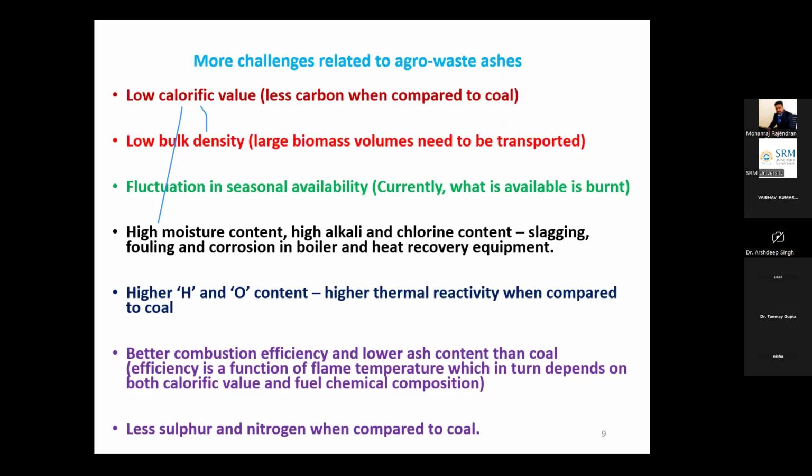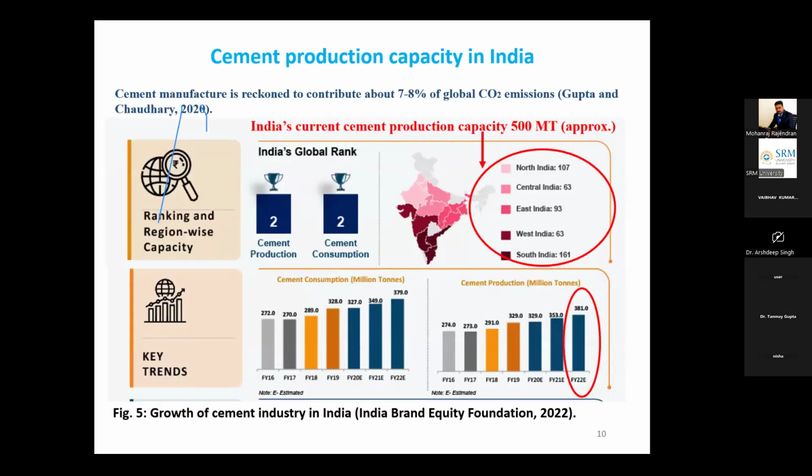Then some challenges are also there in terms of these agro-waste species. For some applications they may have a low calorific value, and they have low bulk density, that is, they are light in weight, so a transportation issue can be there. Then there is fluctuation in seasonal availability. For example, the rice crop is grown for 2 to 3 months in a year, so depending upon the availability, in some states availability issues might be there. But it has some good properties also, as it can be used as a replacement in cement, which I am going to discuss later on.